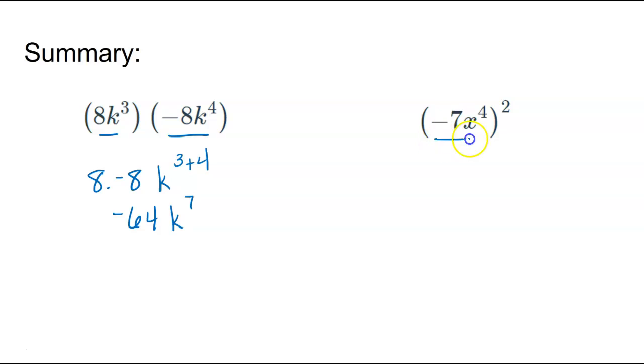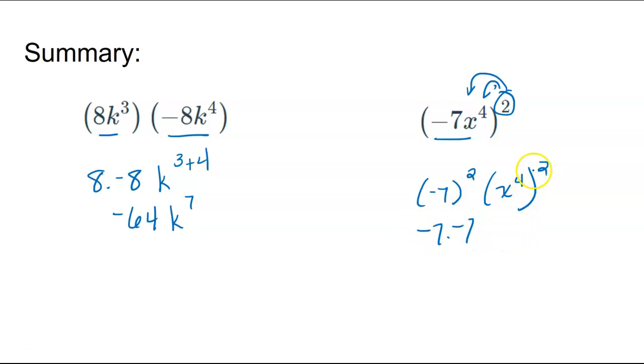For one like this, when I just have one term raised to a power, I distribute that exponent. So that becomes negative 7 squared and x to the 4th squared. Negative 7 squared is negative 7 times negative 7. x to the 4th squared becomes x to the 8th. We're distributing, so that's multiplying. So this becomes 49 x to the 8th.